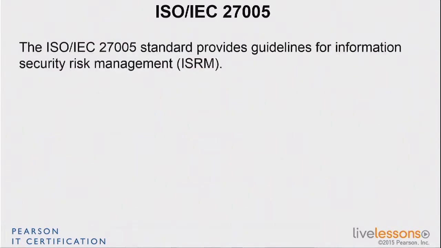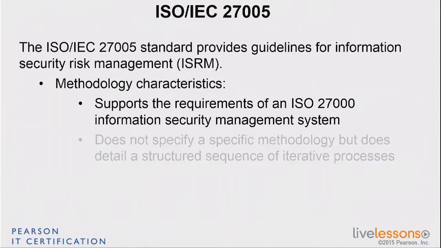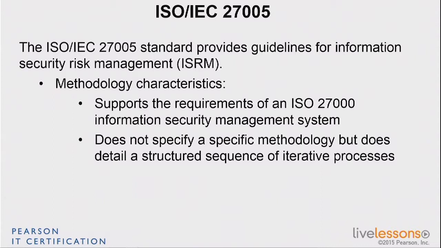And lastly, we have the ISO 27005. The ISO 27005 standard provides guidelines for information security risk management. Its methodology characteristics are that it supports the requirements of an ISO 27000 information security management system. Now, the ISO family of guidance is proprietary, and you do need to pay for it, and you license it. Your organization can get certified as an ISO 27000 compliant organization. 27005 does not specify a specific methodology, but it does detail a very structured sequence of iterative processes.